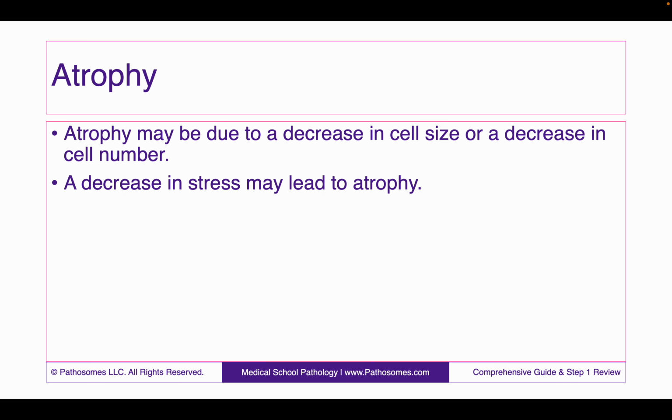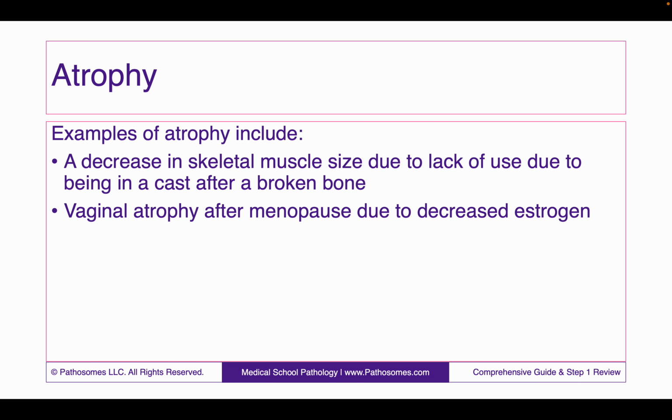A decrease in stress may lead to atrophy. For example, a decrease in skeletal muscle size due to the lack of use, like being in a cast, can lead to atrophy. Or say, for example, as a woman advances into her wiser years, when hormonal changes occur and there's decreased estrogen, well, vaginal atrophy may occur after menopause for this very reason.